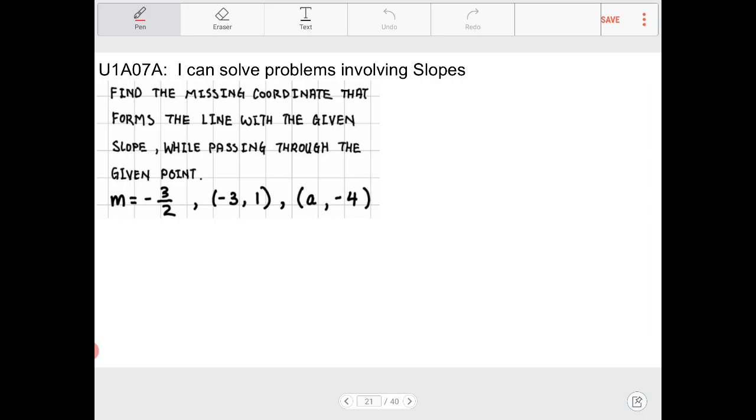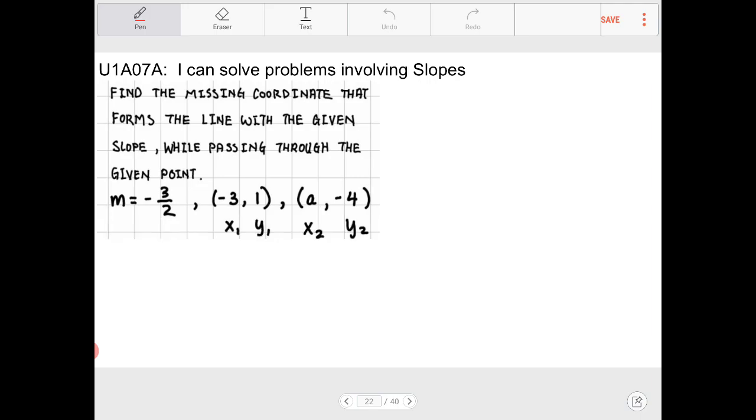Let's take the algebra up a notch. A different problem entirely: find the missing coordinate that forms the line with the given slope, while passing through the given points. I'm telling you what the slope value is, I'm telling you what one of the coordinates is, and I'm telling you partially the other coordinate. I'm only giving you the y coordinate, and I'm asking you to find out what the x coordinate is. We can achieve this algebraically by finding out what a is through the use of the slope formula.